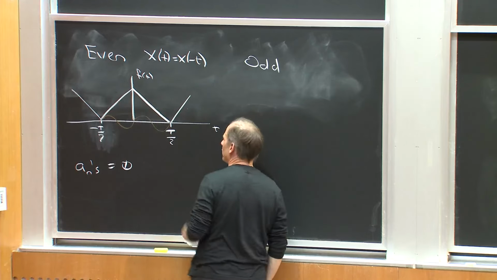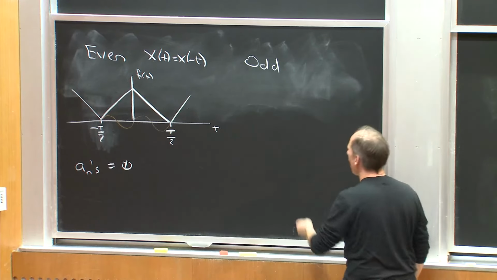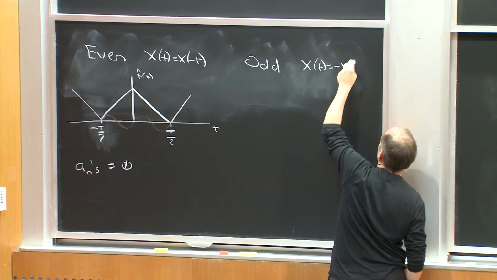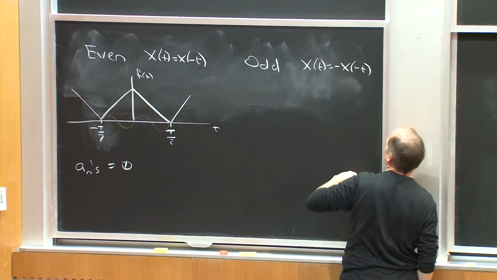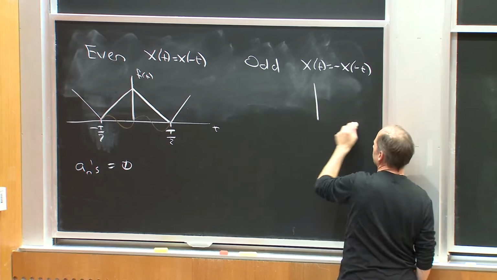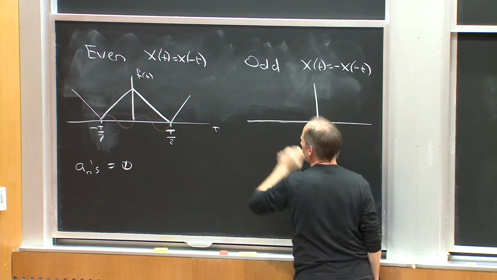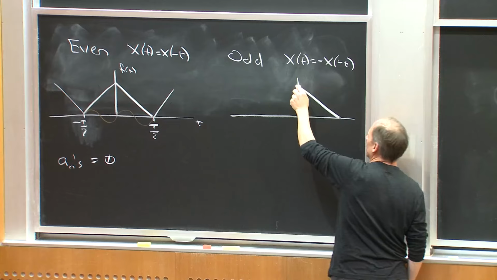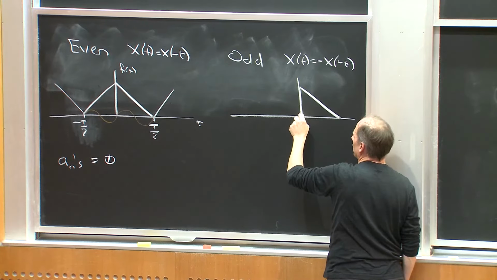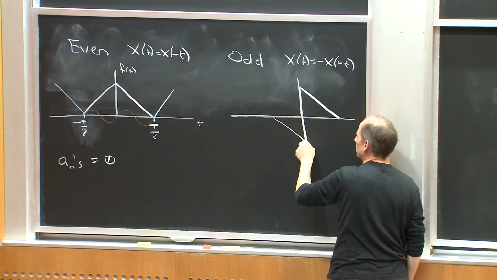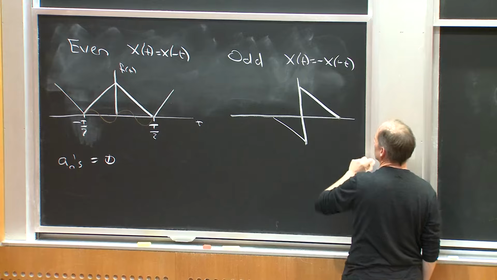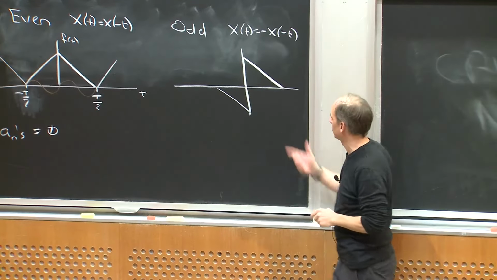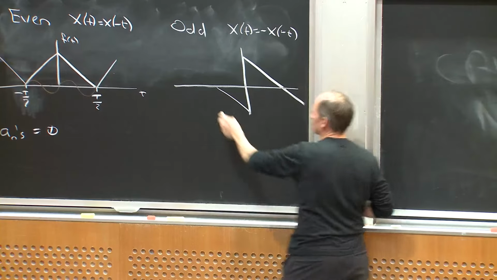It flips about the t equals 0 axis. Odd is x of t is equal to minus x of minus t, okay? So what does that mean? An odd waveform would mean if I had this, then I should have this, okay? And then I could replicate this cycle to cycle, something like this, for example.